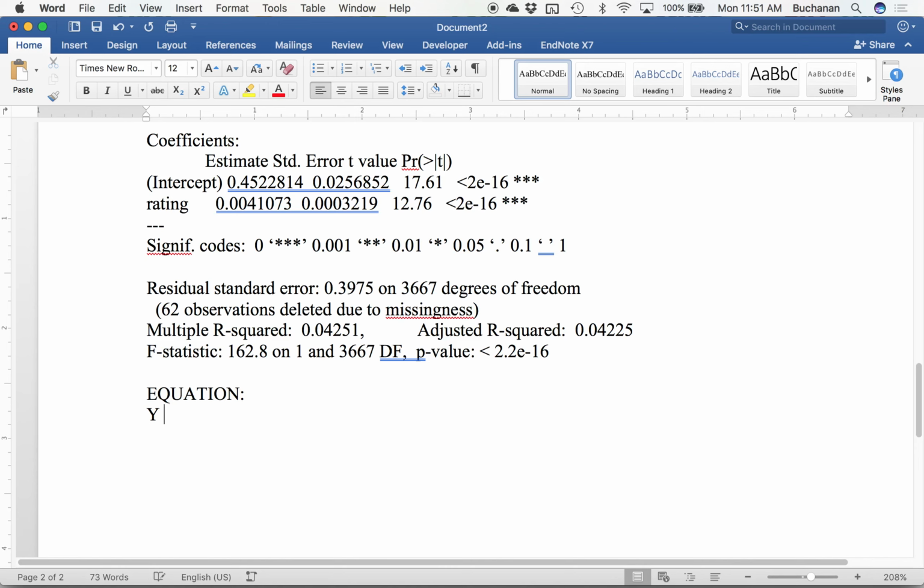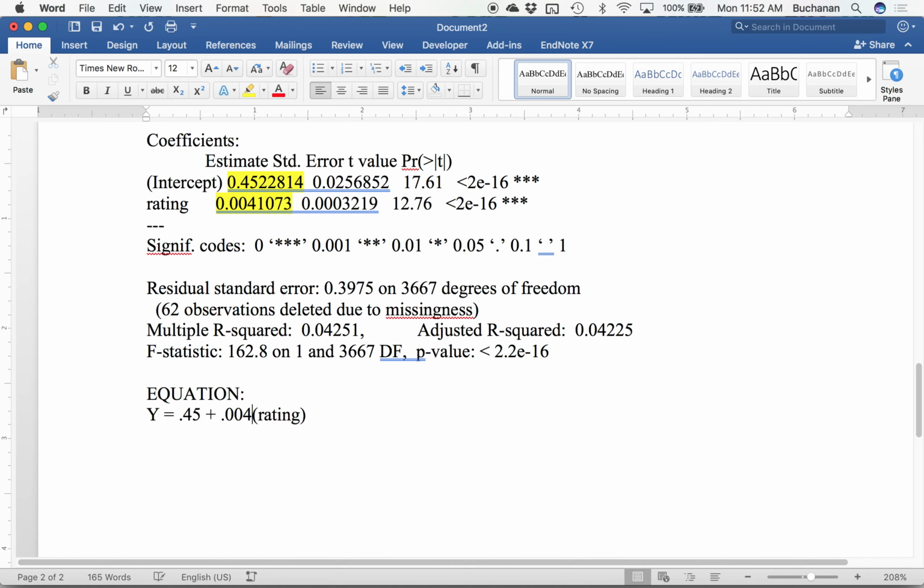So y equals a is this one, so 0.45. Most people are getting an average of about half the question right, plus 0.004. It's a very small number here, but that might be due to the scale of the variable. So very small numbers can also be significant predictors. 0.004, and then I fill in x here. But it might even be better to just say rating, which is x.